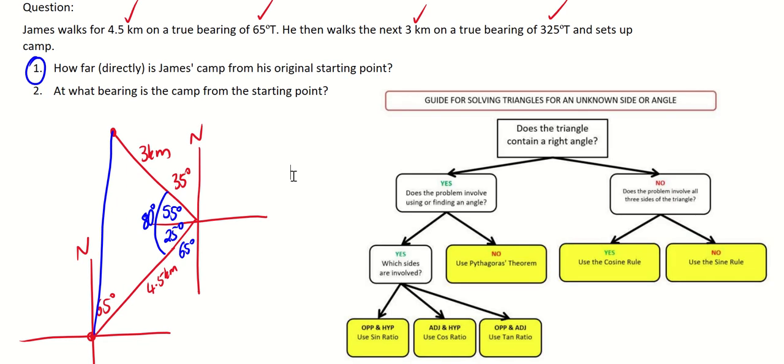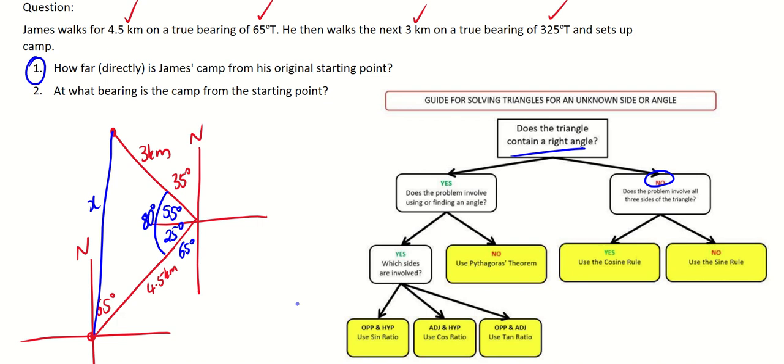So originally, when you looked at this problem before knowing this was 80 degrees, you may have thought, does this triangle contain a right angle? You might have thought yes. Does it involve finding an angle? No, I'm just trying to find this side. So you might have been thinking, hey, let's use Pythagoras' theorem. But now, from doing a little bit of work, you know that this triangle does not contain a right angle. So to try and find this distance, you're left with 2 choices, cosine or sine rule.